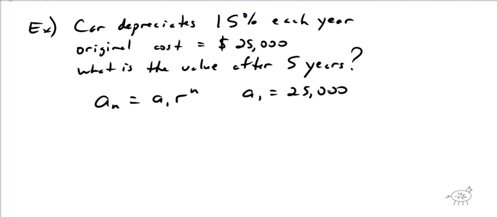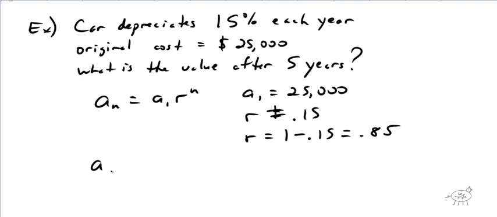That's easy, right? And now r, please don't use 2.15. Don't do that. Because people do that, but that's like saying after the first year it's only worth 15% of its value. That's horrible. It's depreciating by 15%. I'm taking away 15%. I'm not saying it's worth 15% of the value. So r, just like we did before where we said 1 plus the interest rate, it's 1 minus 0.15. So my r is 0.85. That's really important.